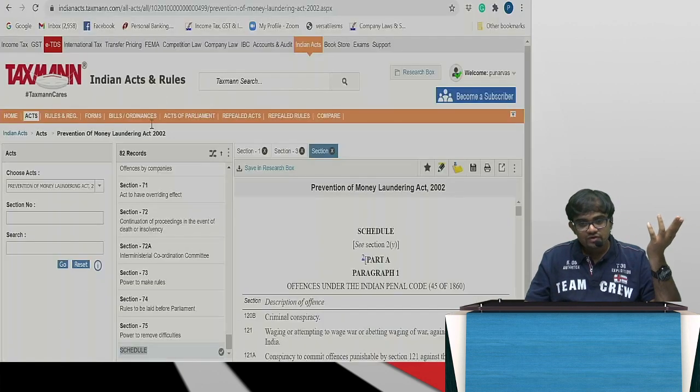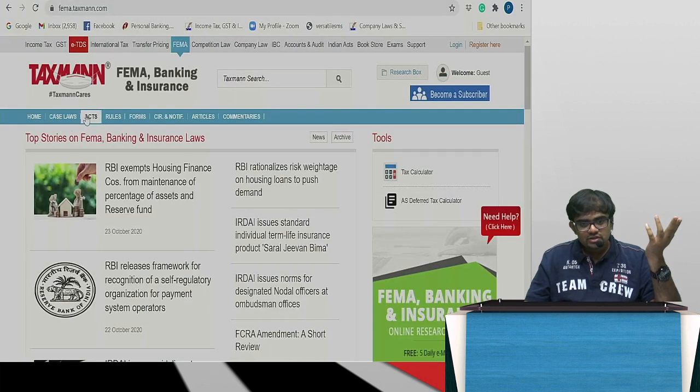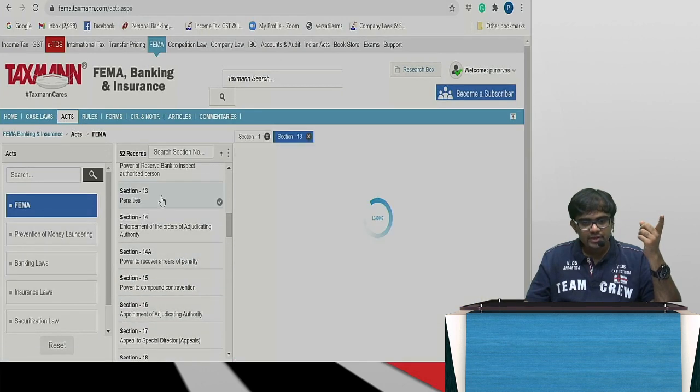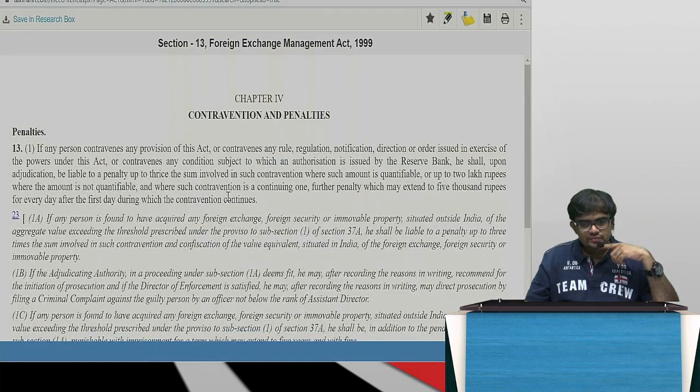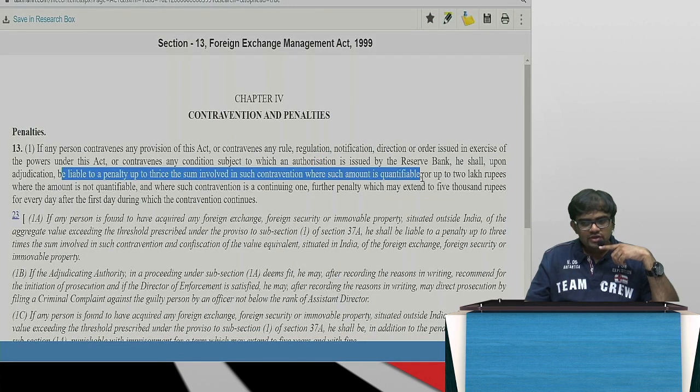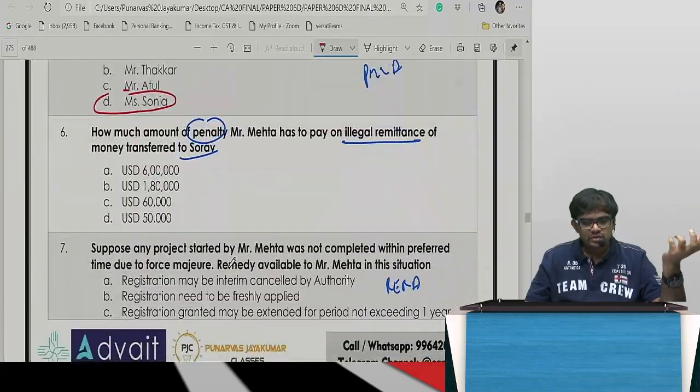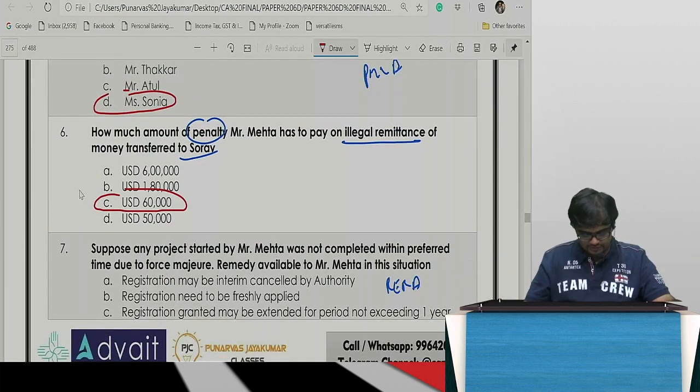For that I have to open FEMA and go to section 13. We discussed in the mapping. Section 13: liable to pay a penalty of thrice the amount involved in contravention where it is quantifiable. Yes, it is definitely quantifiable. 2,70,000 paid, 20,000 is extra. 20,000 into 3 is 60,000 US dollars. Very simple. Use 60,000 here. Got it, buddies? Very, very simple.